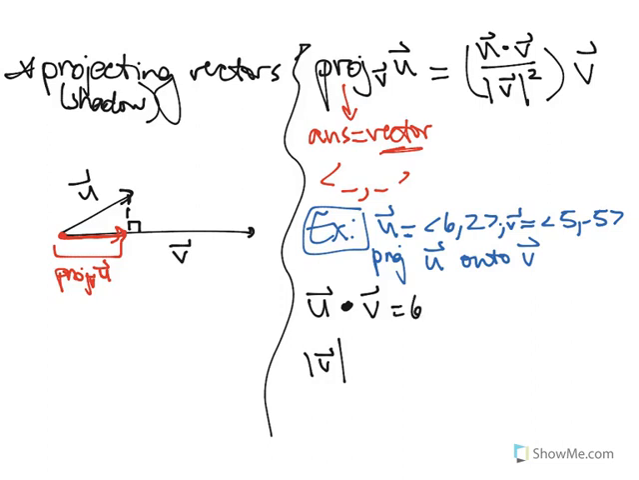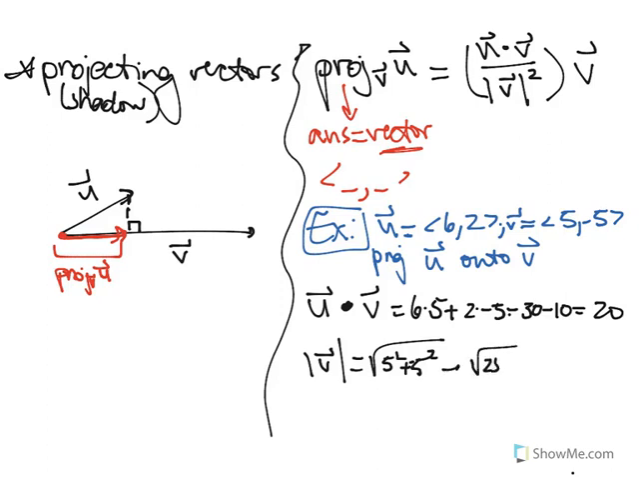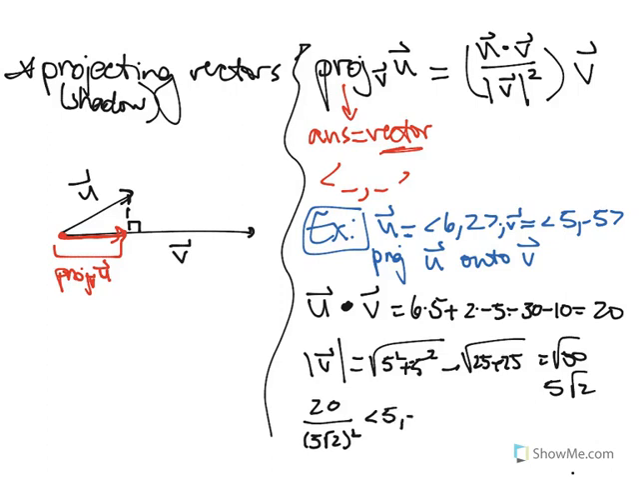So the dot product is 6 times 5 plus 2 times -5, which is 30 minus 10, which is 20. Okay, that's not hard. The magnitude of V is going to be the square root of 5 squared plus -5 squared, which is 25 plus 25, which is 50. Oh gosh, okay. Radical 50, which we know is 5 root 2. And so we're going to do 20 over 5 root 2 squared times vector V, which is 5, negative 5.